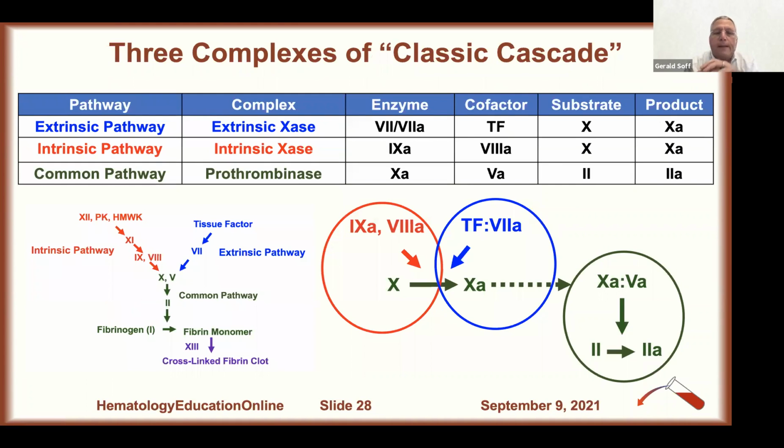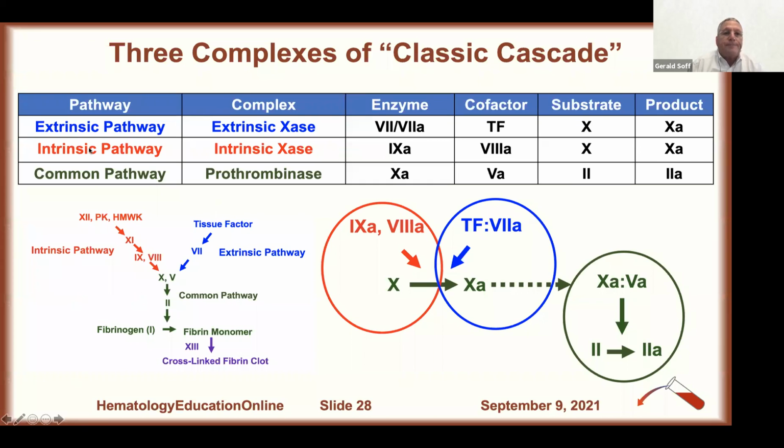And here are 3 enzyme complexes that represent what's actually happening in key stages of the coagulation system. So we have the extrinsic 10-ACE, which is simply a complex of tissue factor as cofactor, factor 7A as the enzyme, and factor 10 as the substrate. So this complex of tissue factor and factor 7A can then convert factor 10 to 10A. That's why it's called the extrinsic 10-ACE, because it cleaves 10 into 10A.